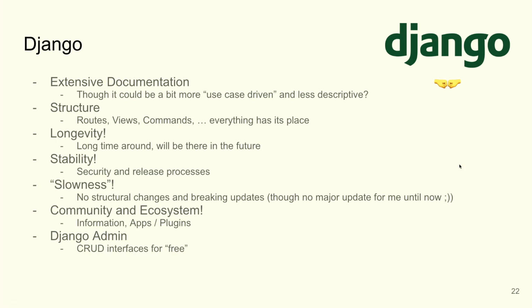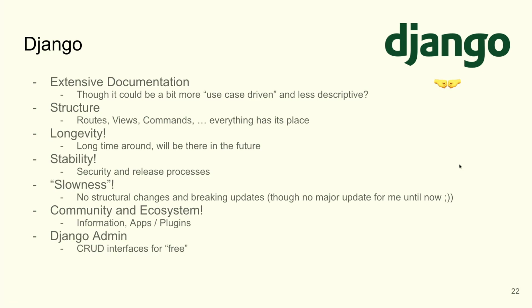I think it's very descriptive in some points and doesn't tell you how to actually combine all the stuff. Also, I have the provided structure. Everything is a Django project. Everything has its own place: routes, views, commands. Everyone immediately knows where to look for things. Also, the longevity. I mean, it's been there for almost 20 years and will probably be there for the next 20 years. It has really great stability.